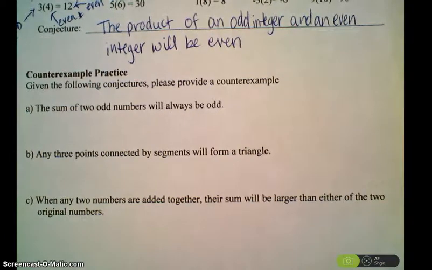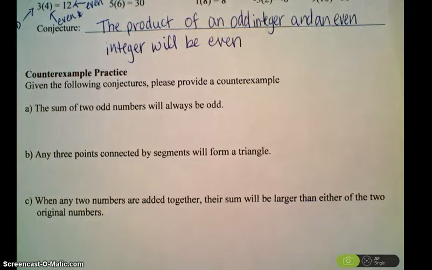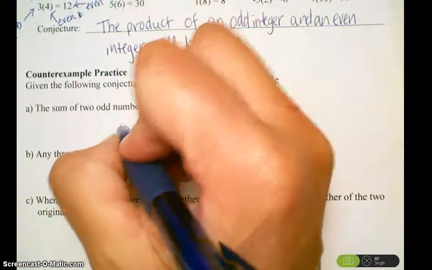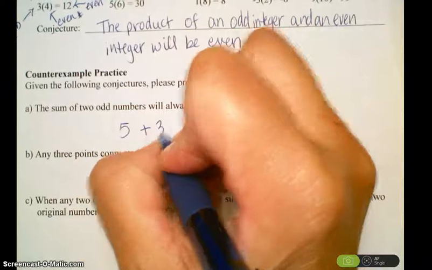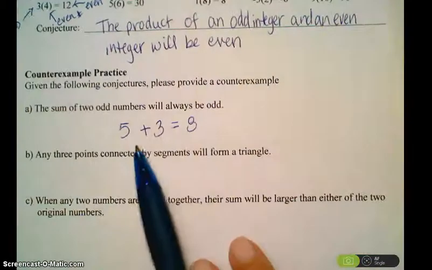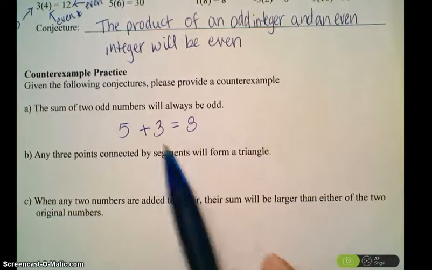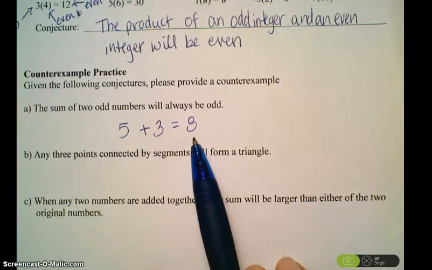So, the first conjecture: the sum of two odd numbers will always be odd. Can you think of an example for which that is not true? Okay, stop the video, write your example. Okay, one possibility, and again, this is only one possibility. There are zillions of possibilities because this is a false statement. 5 plus 3 equals 8. Here are two odd numbers being added together and they do not equal an odd number.